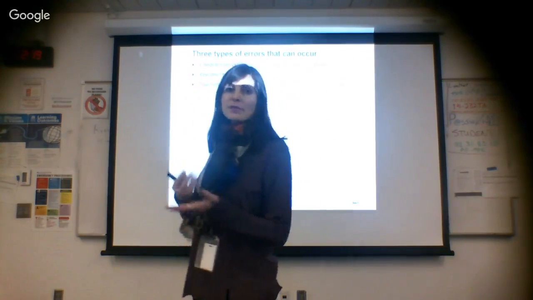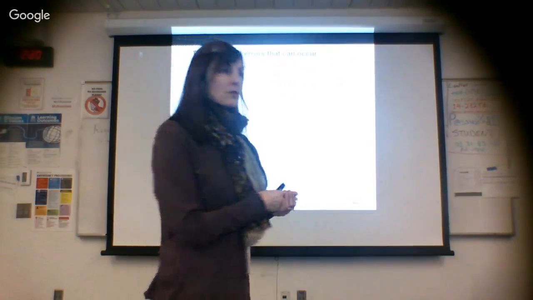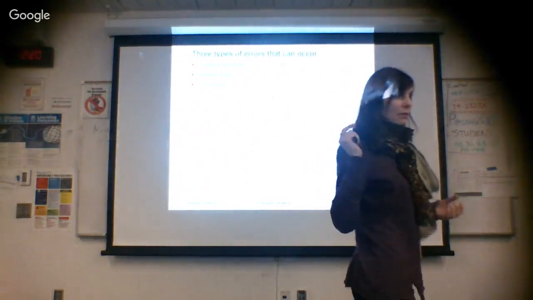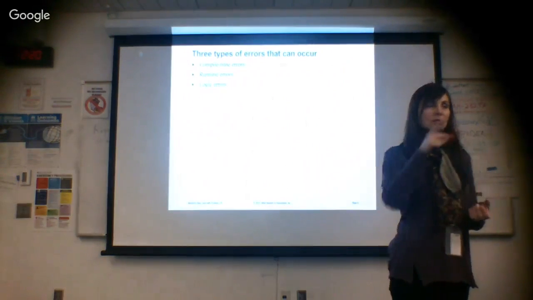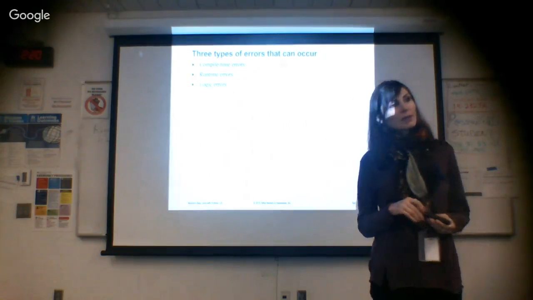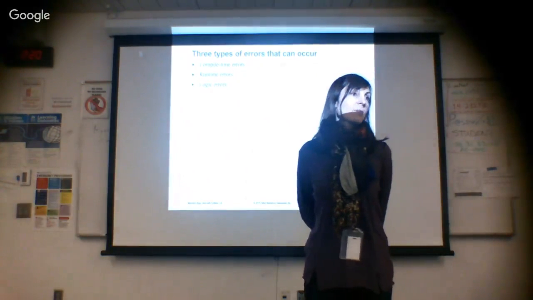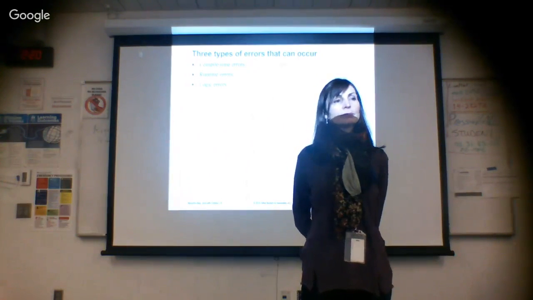So there are 3 types of errors that can occur: compile, runtime, and logic errors. Did we talk about those? I believe we already did. So you tell me then, Han, how would you describe a compile time error? What is an example maybe of a compile time error?